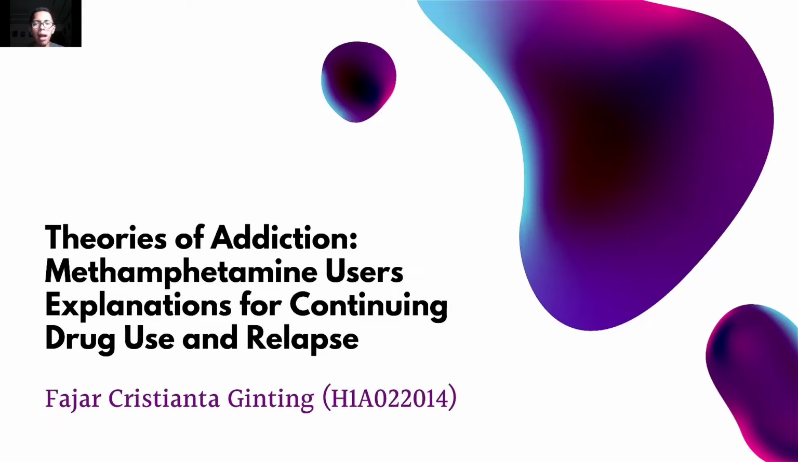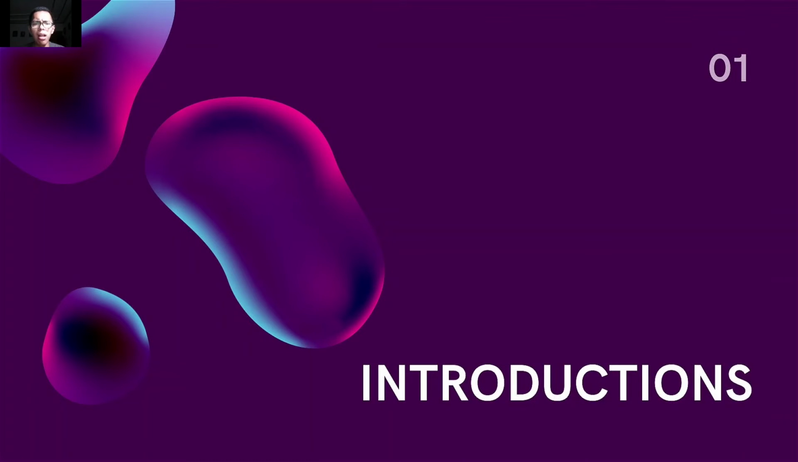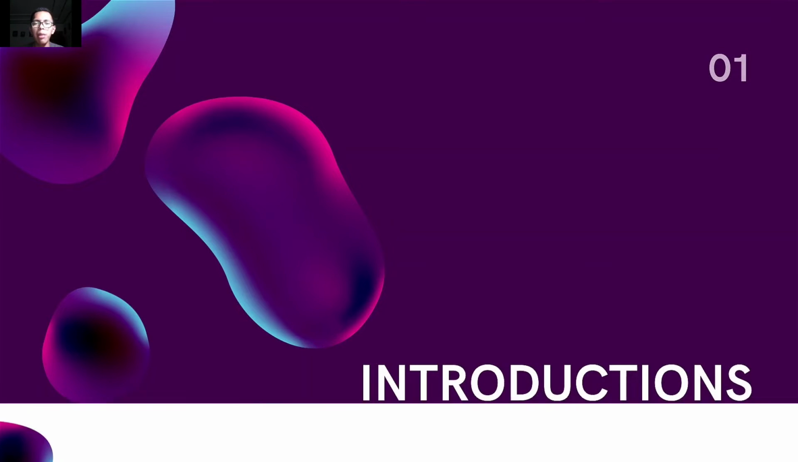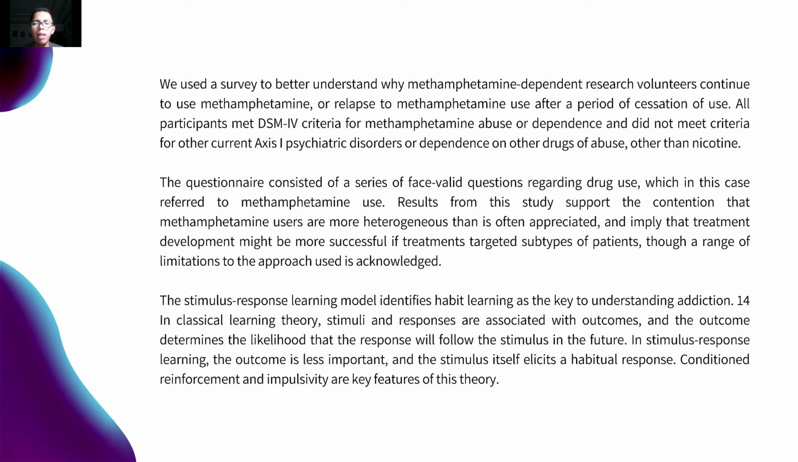I want to explain my study journal about theories of addiction and user explanations for continuing drug use and relapse. Introduction. Many theories of addiction have been proposed to identify the mechanism that best explains the behaviors observed in addicts. These theories frequently rely on preclinical data, primarily because they permit research into the underlying neural mechanisms in ways not possible using human subjects.